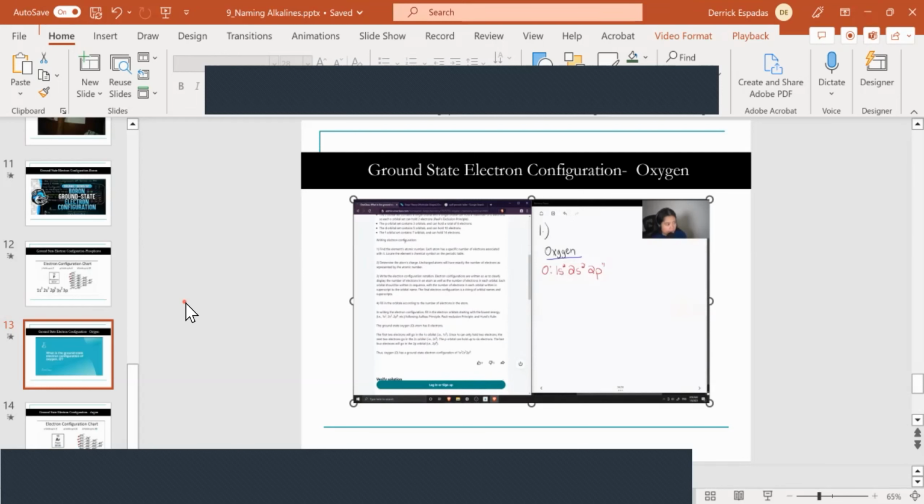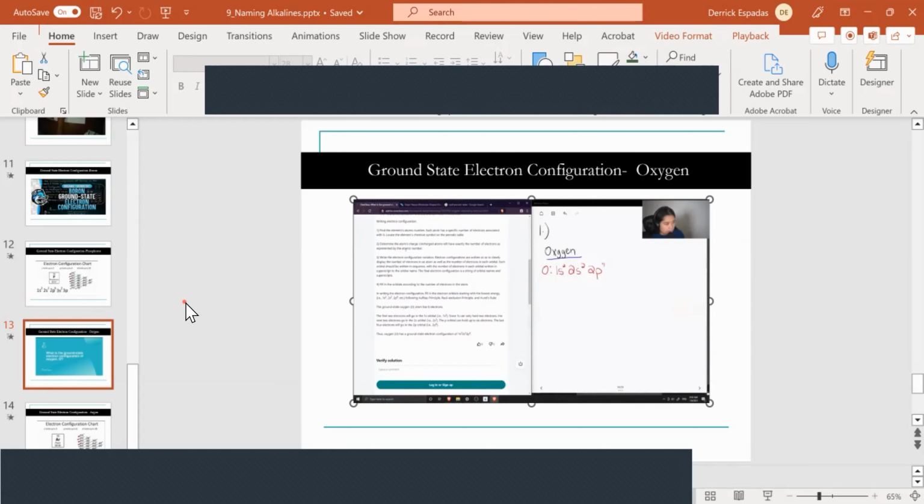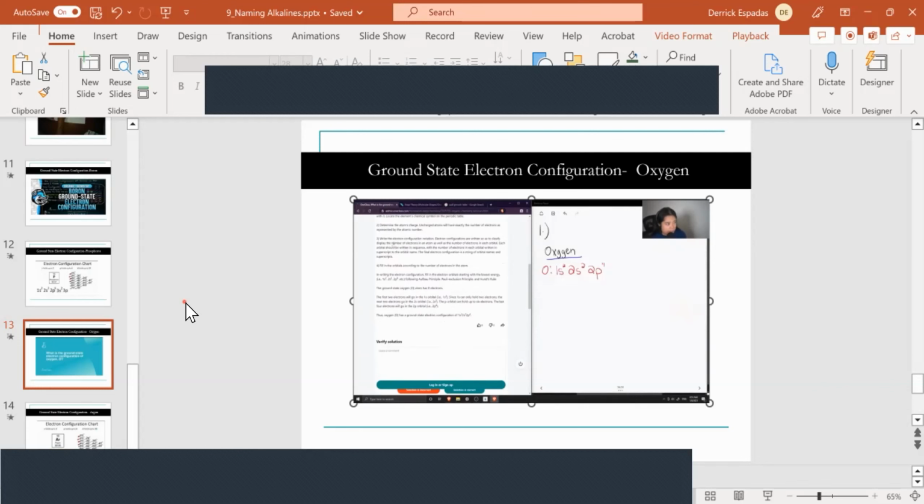So when writing electron configuration, you first find the element's atomic number. Each atom has a specific number of electrons associated with it. Locate the element's chemical symbol on the periodic table. Number 2 is to determine the atom's charge. Uncharged atoms will have exactly the number of electrons as represented by the atomic number. 3 is to write the electron configuration notation.